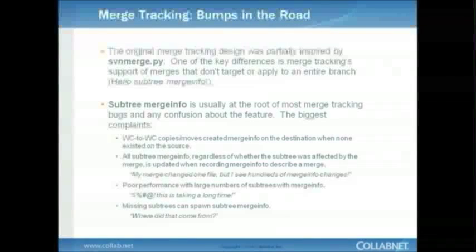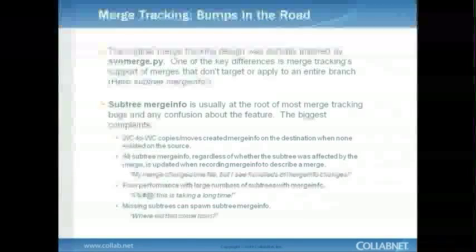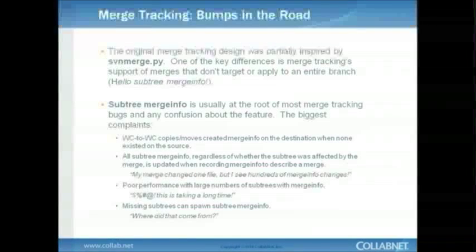But let's focus on the four big complaints that I've seen. First, prior to 1.5.5, working copy to working copy copies and moves created merge info on the destination even when none existed on the source. Technically, this was the correct approach, and we had contrived examples that could demonstrate that this was absolutely necessary, and please note the air quotes around necessary. But in practice, it simply isn't needed. Unfortunately, before we fixed this in 1.5.5, many users experienced an explosion of subtree merge info.